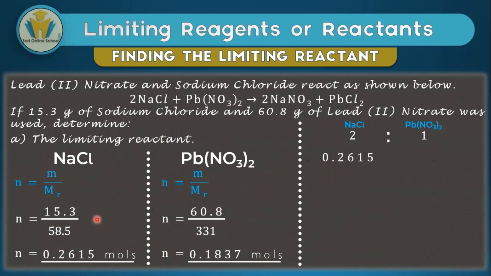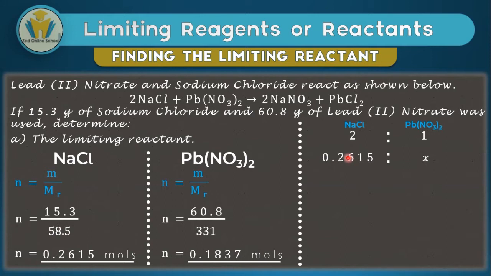I got the moles of sodium chloride here, which is 0.2615, and then I make a ratio with an unknown amount of moles or number of moles for lead 2 nitrate. What I'm trying to do here is just finding the number of moles of lead 2 nitrate that are required to react with exactly this number of moles of sodium chloride. If you use lead 2 nitrate, you'll be finding the number of moles of sodium chloride that are required to react with exactly 0.1837 moles.